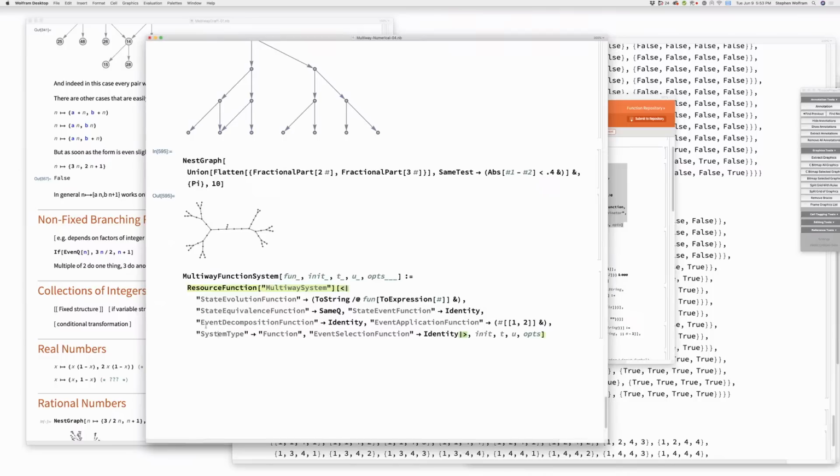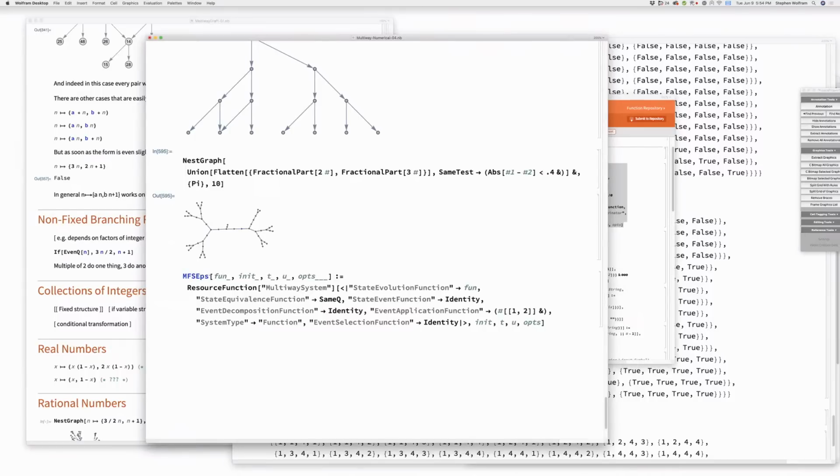Okay, all right. So now the state evolution function is just Fun, the function, right? Correct. Okay, the state equivalence function, however, is, well, let's put our equivalence function, let's call it MFS epsilon. We'll put the state equivalence function here, and we'll put the value of epsilon here.